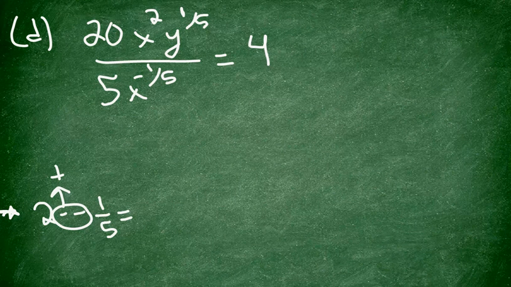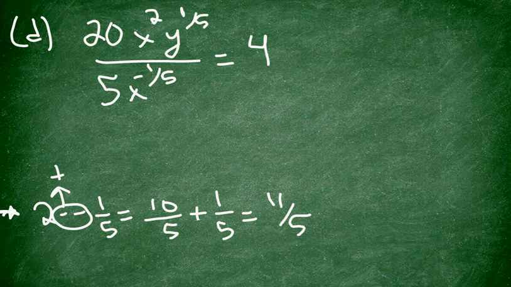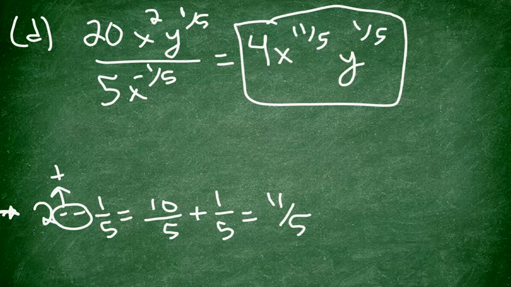So 2 I can write as 10 over 5 plus 1 over 5. So what I did there is I multiplied that 2 by 5 over 5 to have a common denominator so I can actually add these fractions, right? So then I have 11/5. So that's the exponent of the x, and then like we said, there's no other y's. So that guy just stays there. So there's our final answer for part D, or question D.